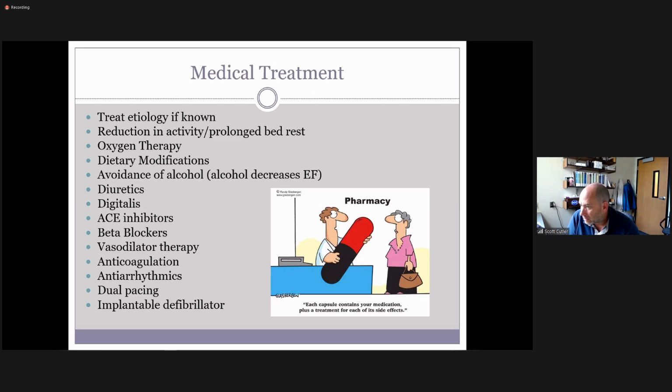All right, and a funny little comic there. Each capsule contains your medications plus treatments for its side effects. I think that's kind of funny because I used to be a pharm tech, and you take one medication and you almost need 2 more medications to counteract the effects of that one. It's in a sense a positive feedback cycle. The more medications you start taking, the more you end up taking to counteract the effects, and everything just adds on itself.